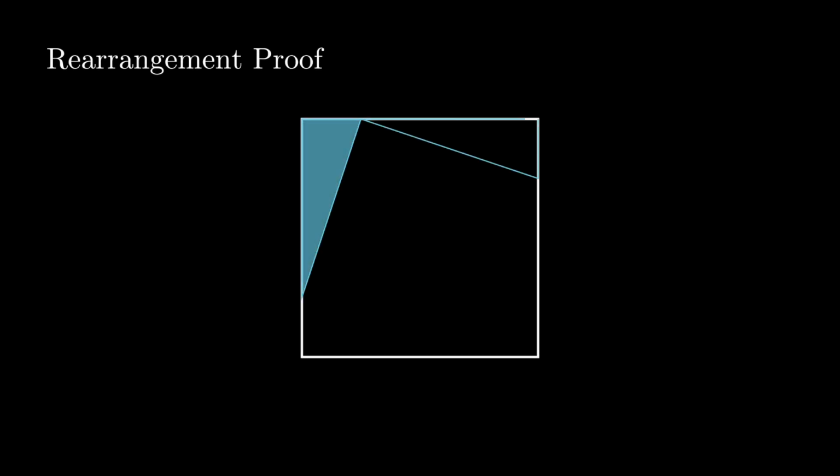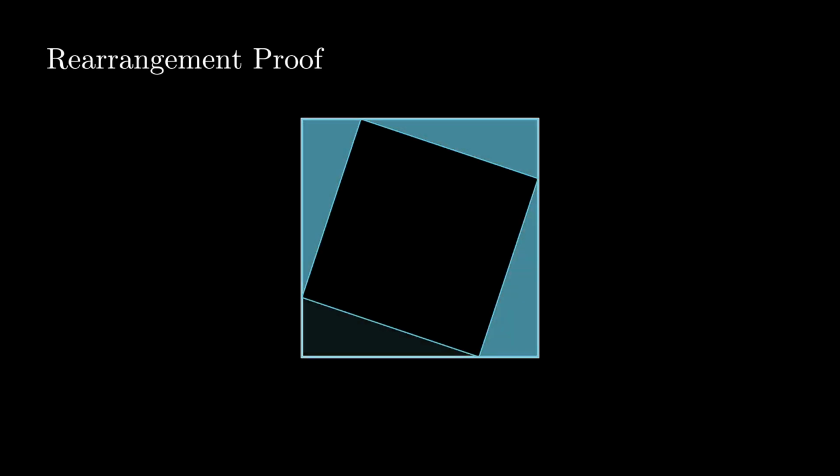This proof is arguably the most famous. Let's start by drawing a big square, and inside the square we'll draw four identical right triangles, like this. Let's say that the shorter side of each triangle has a length of A, the longer side of each triangle has a length of B, and the hypotenuse of each triangle has a length of C.